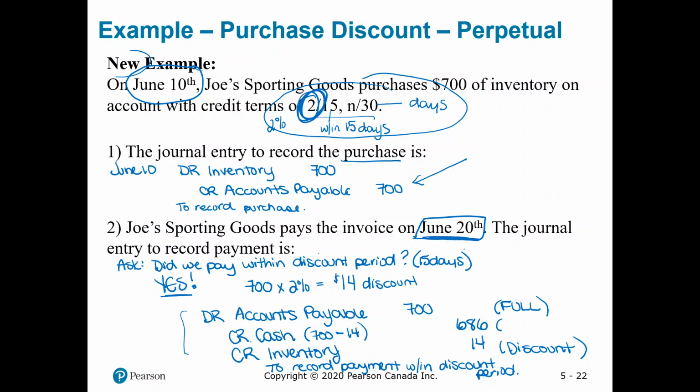So again, this is the perpetual method. We always want our inventory cost amount, or our inventory account, up to date. Since we received this discount, we again credit the inventory to update that amount.